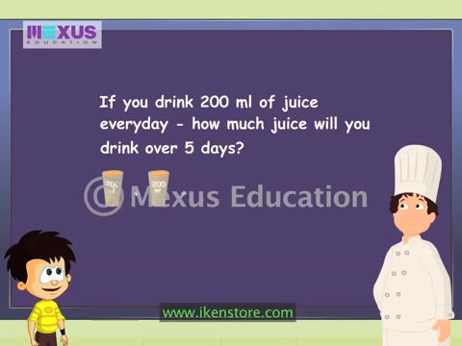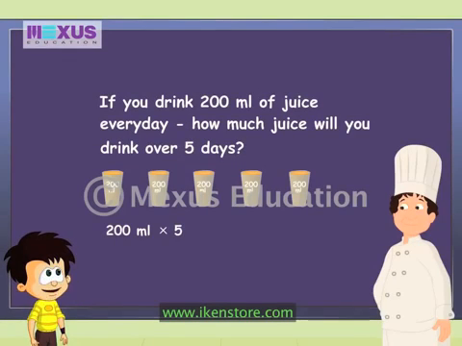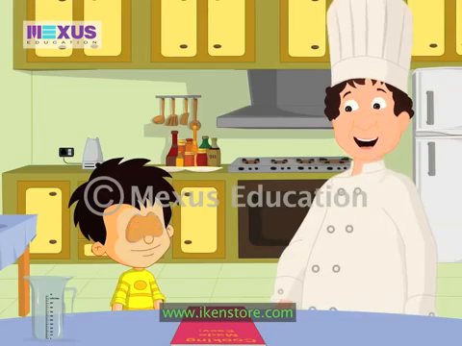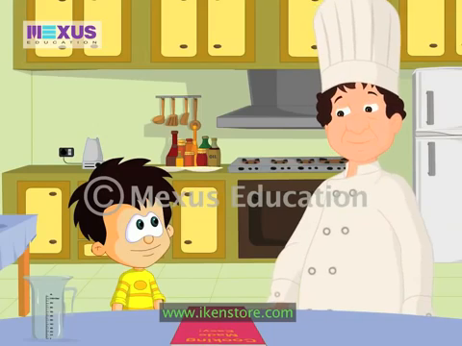I know this. I just need to add 200 milliliters 5 times. Or 200 added 5 times is the same as multiplying 200 by 5. So I drink 200 multiplied by 5. That is 1000 milliliters of juice in 5 days. Hey, that's the same as 1 liter. Absolutely correct, JC. That was great.